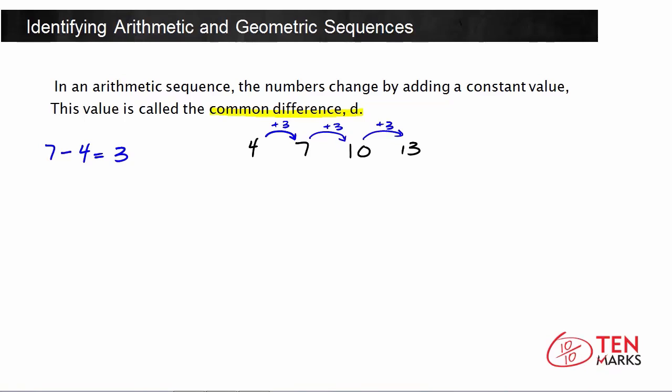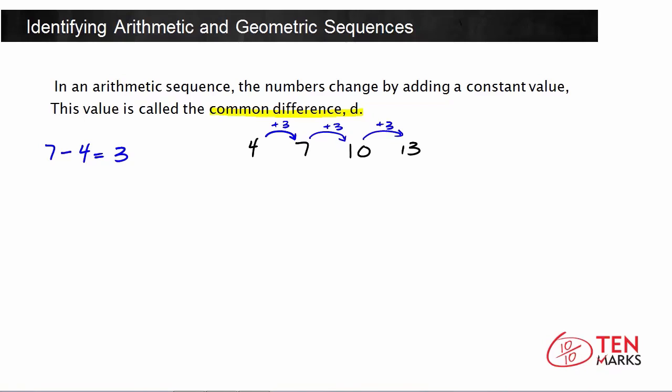When you graph an arithmetic sequence, what you get is a straight line. The reason you get a straight line is because of this common difference. The common difference is like saying there's a constant rate of change. And if you recall, the slope of a straight line is a constant rate of change, which is what we have here. The common difference is the slope of the line when an arithmetic sequence is graphed.